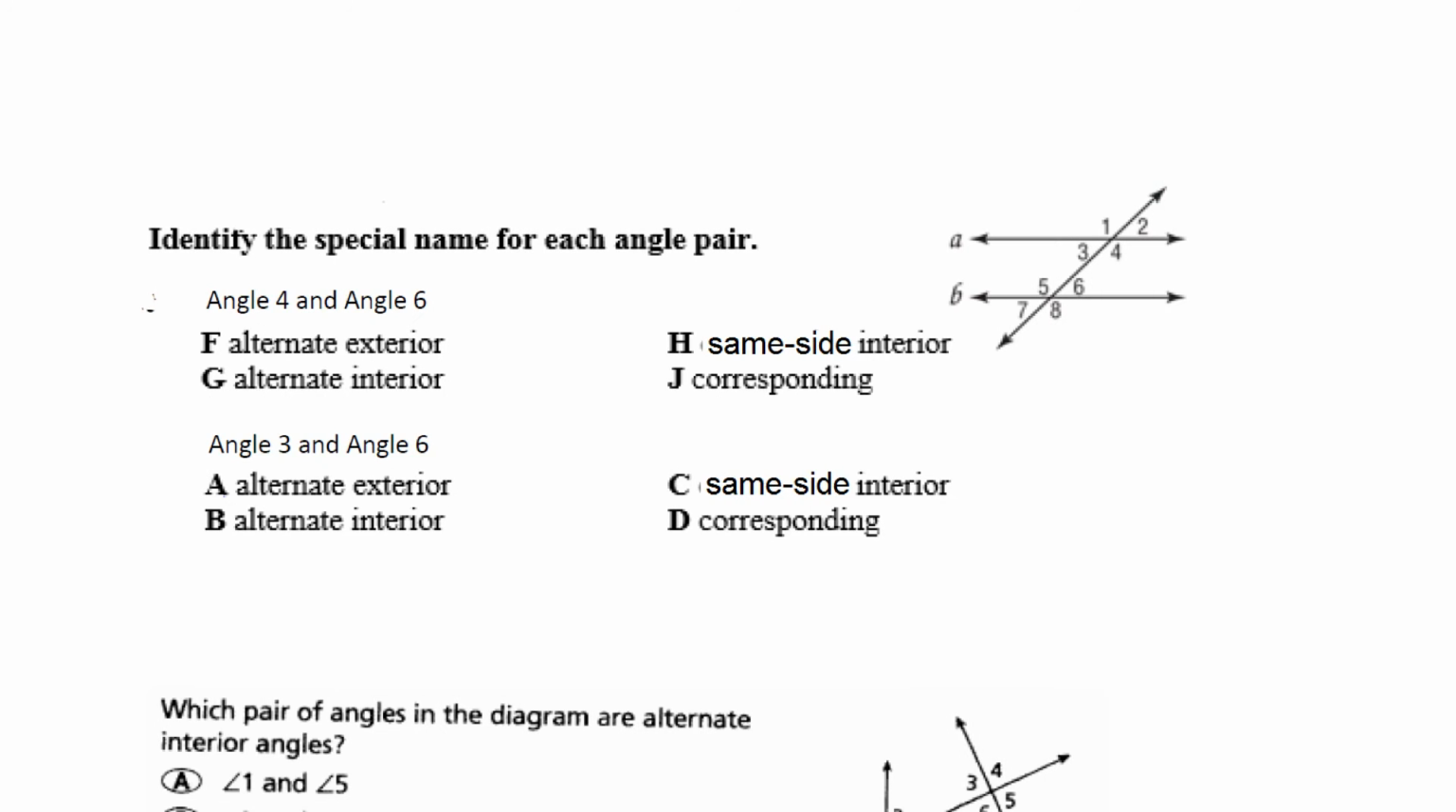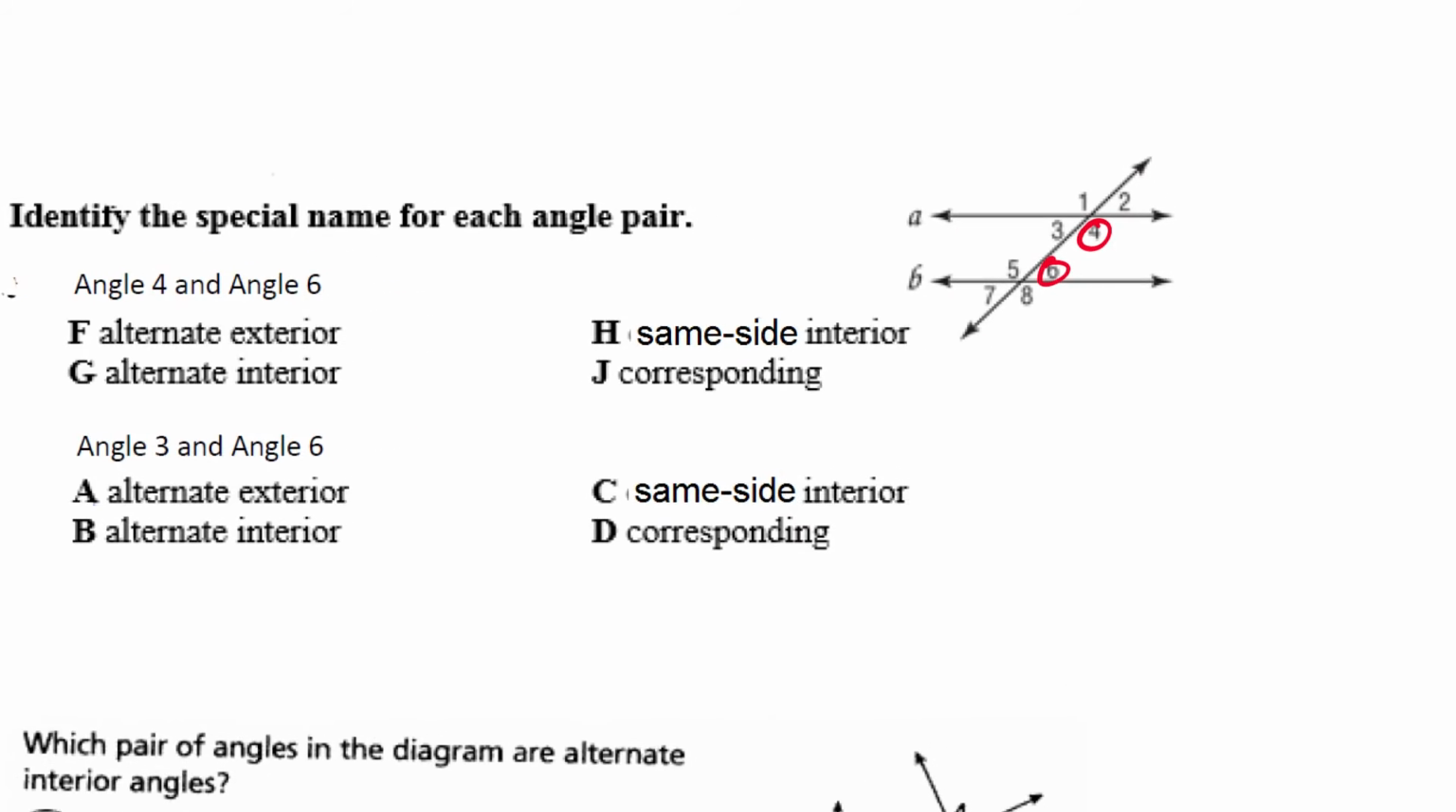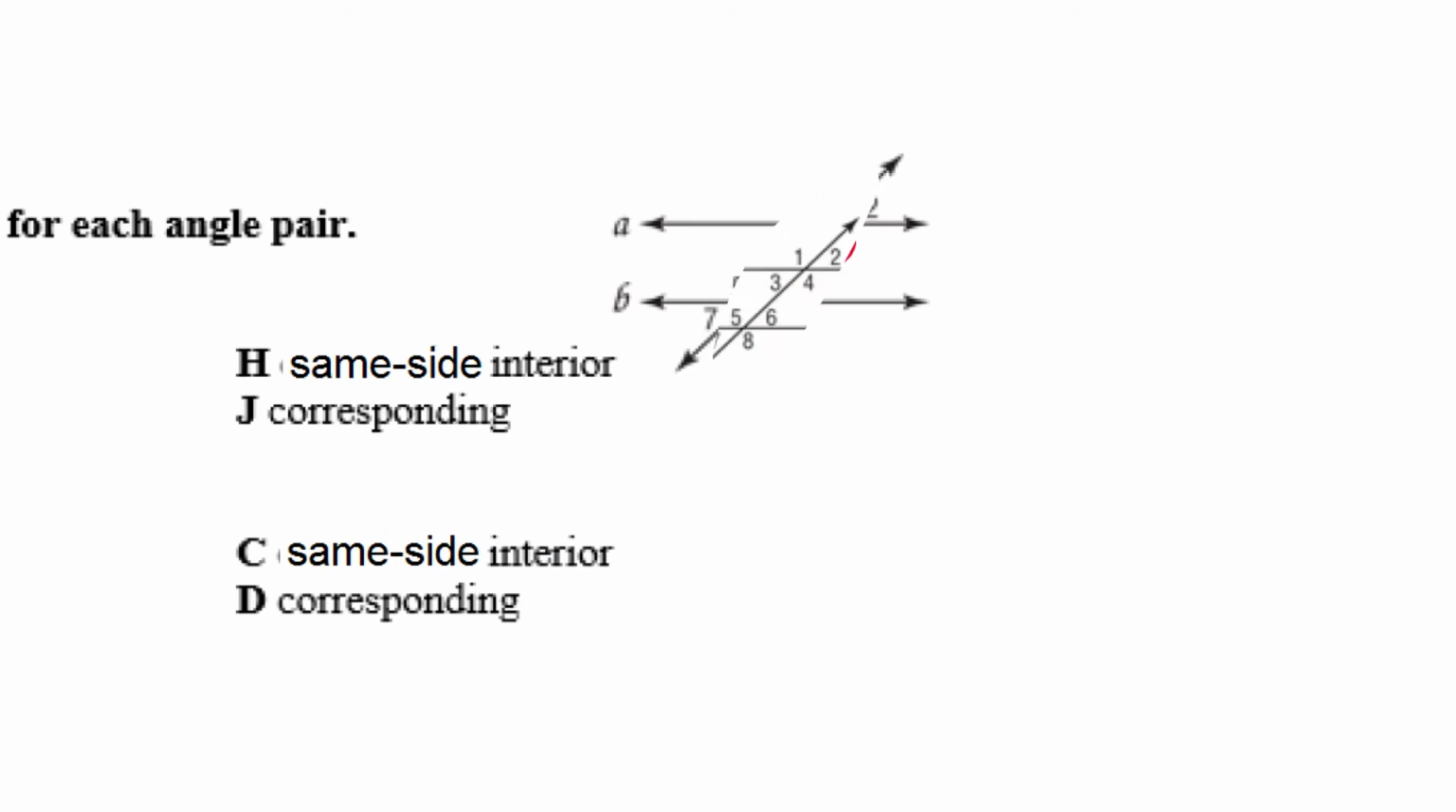So what type of angles are 4 and 6? Same side interior. Good. Because if you think about it, 4 and 6 are both between the walls. So if anything's between the walls, between those lines, that's on the interior. It's on the inside. So they're both interior. And the other thing is, notice how they're both on this side. They're both on the right-hand side. So they're on the same side on the interior. So that's right, they're same side interior.